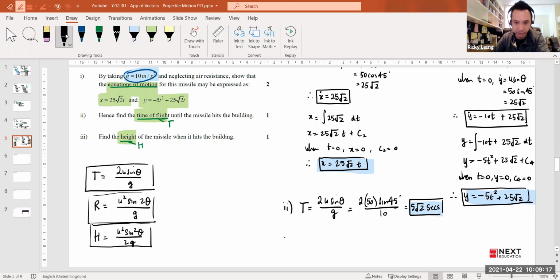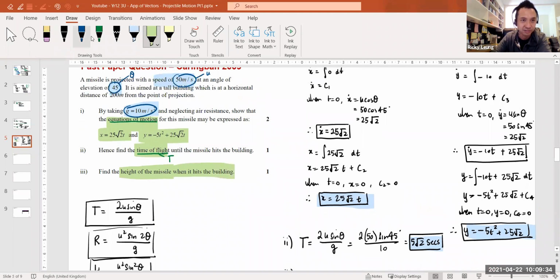Part 3, what they asked for: find the height when the missile... That's not h at all. Oh man, or is it? I don't know. But it says find the height. So I immediately thought it was max height, but it's when it hits the building. Now, what does that mean? It's actually easier because it basically says it hits a building at 200 meters, right?